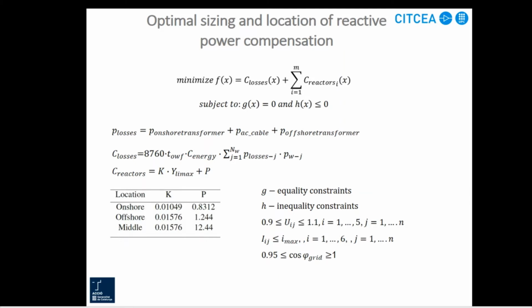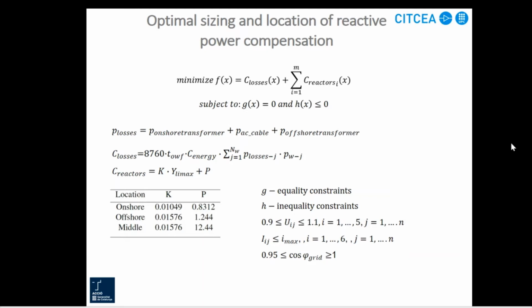The power losses, as I said, are coming from the onshore transformers, offshore transformers, and the cable. The cost of the losses is presented in the following formula, where TOF presents the lifetime of the offshore wind farm, C energy is the cost of the energy in euros per megawatt, and we have here power losses times PW, where PW presents the probability of that wind speed to occur. So J presents the number of wind speeds at which the wind farm is operating. It is important to say that we included that the offshore wind farm was operating at different wind speeds.